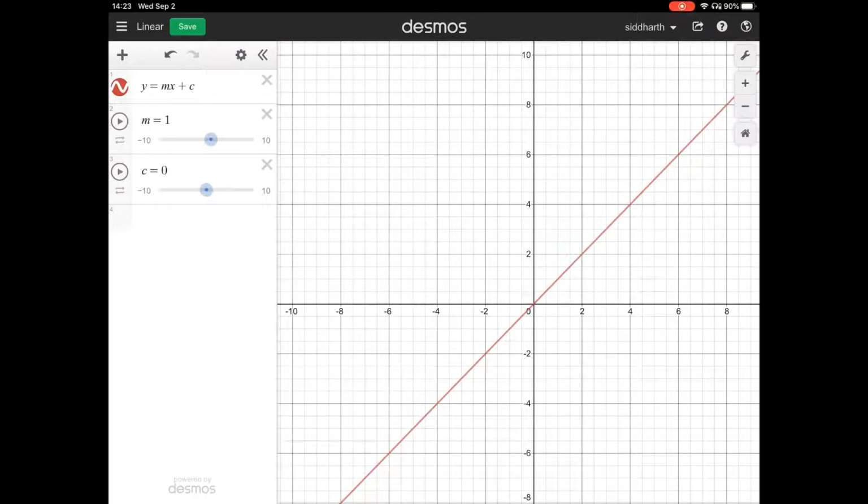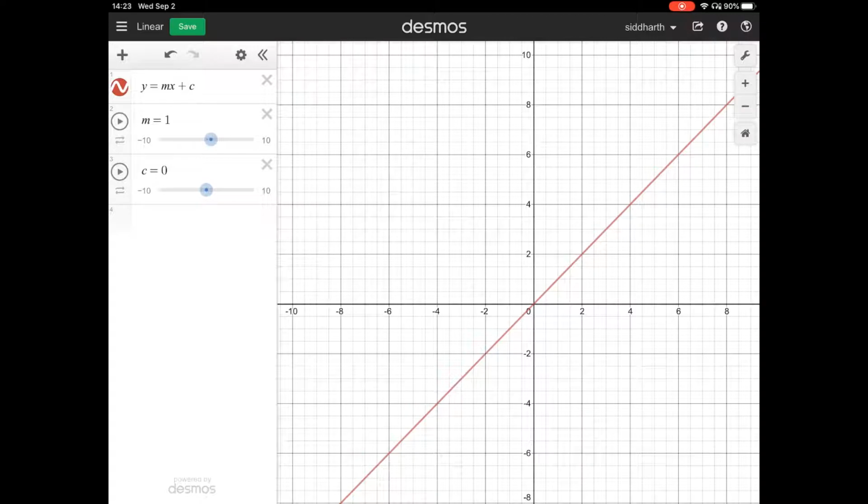Hello everyone. Today let's look at the graph of some common functions which we will encounter in pre-calculus and calculus. It is very important to understand the graph of these functions as this will give us a clear picture of how the function looks and behaves.